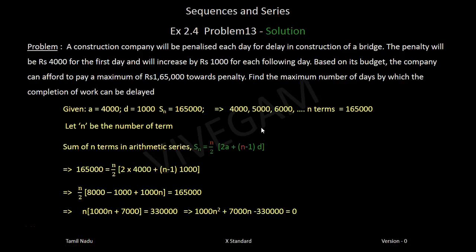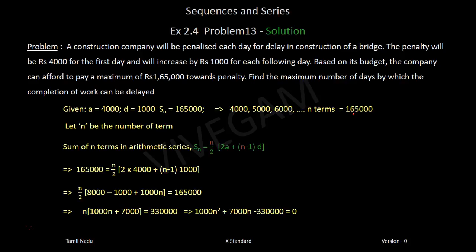Okay, I've got it added. So the first day is 4,000, second day is 5,000, third day is 6,000, up to n days. So that's what I'm saying, n terms. The sum of all these things can be only equal to 1,65,000. So that is the maximum they can give. So n will give you the maximum number of days. When you equate it, you'll get the maximum number of days. Okay. So let me repeat. As I said, 4,000, 5,000, 6,000 up to n number of days. When you add up, maximum they can pay is 1,65,000.